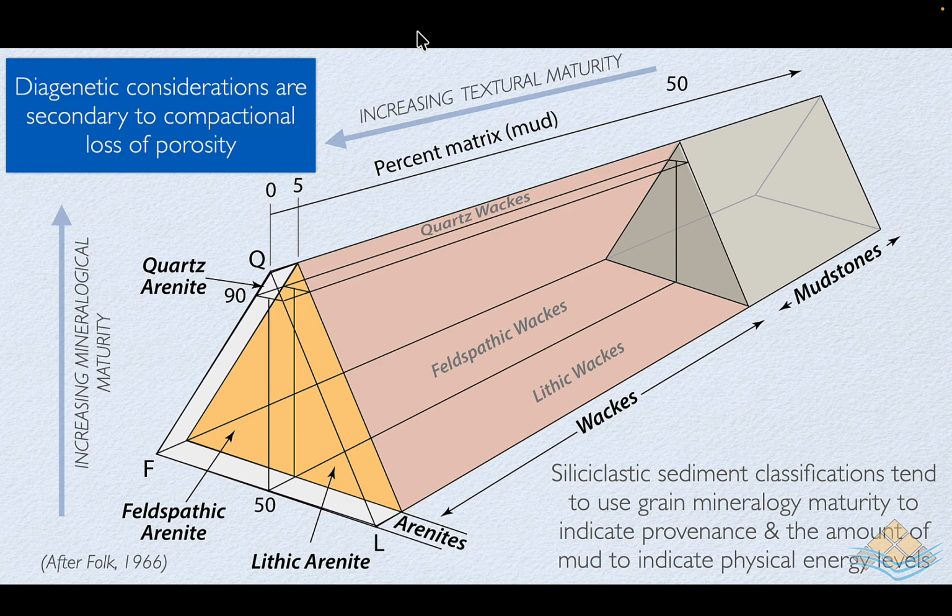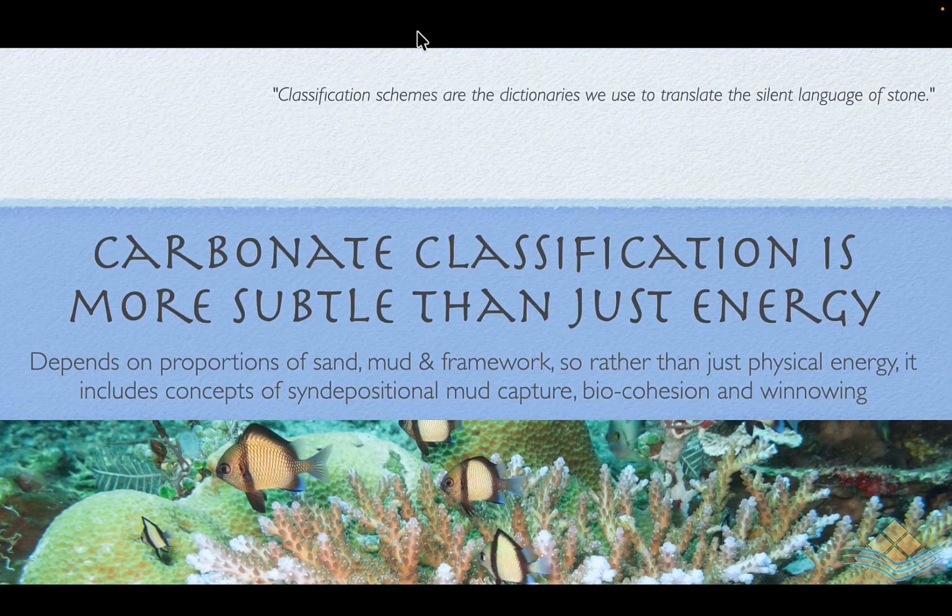For carbonates, things are much more complex than this simple response to physical energy, textural maturity, and mineralogical maturity. Carbonate classification has to be more subtle than just the reflection of the energy levels in the depositional setting. We depend on the varying proportions of cohesiveness, biocohesiveness, or inorganic cementation. The proportions of sand, mud, and framework can be indicative of not just physical energy, but also have to include the concepts of syndeposition or mud capture, of allomicrite and automicrite, along with varying styles of biocohesion, ranging all the way from coralgal frameworks into cryptalgal laminites or stromatolites or thrombolites.